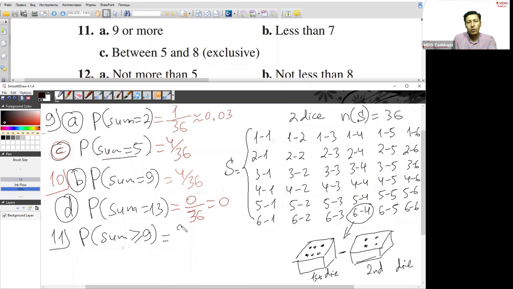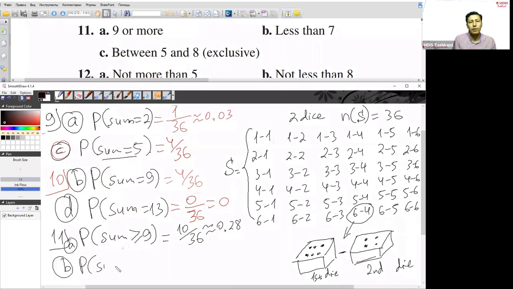Okay, so it is equal to 10 out of 36. Then again you use calculator. 10 divided by 36, 0.28. This was A.